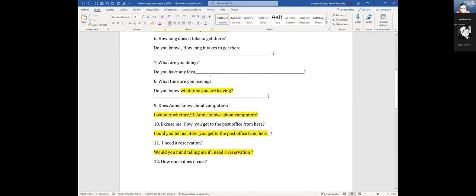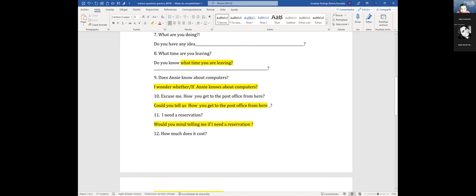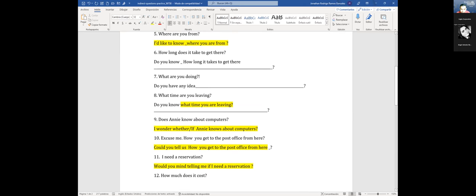Por ejemplo, en la última, teacher, el does se va a quitar. Sí. ¿Quitamos does? Y se le agrega la S al verbo. ¿Por qué? Porque es tercera persona, es it. Y ya está. El número 8. Ya está.